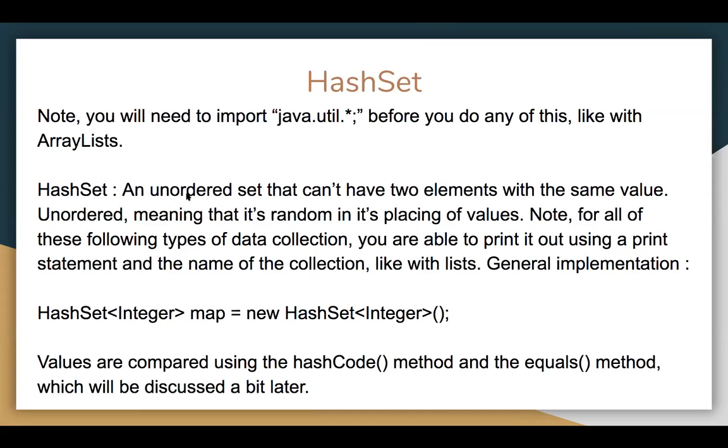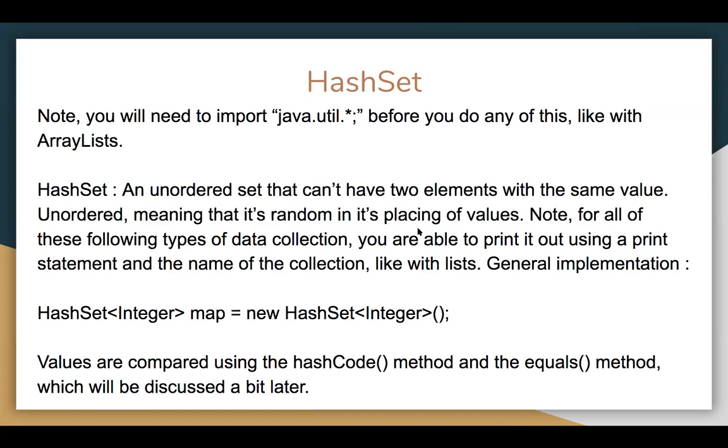So what a hash set is, it's an unordered set that can't have two elements with the same value. Unordered meaning that it's random in its placing of values. So unlike ArrayList, where it has indices, for hash set, there's no indices. So it's really just random with its placing of values when you add it in.